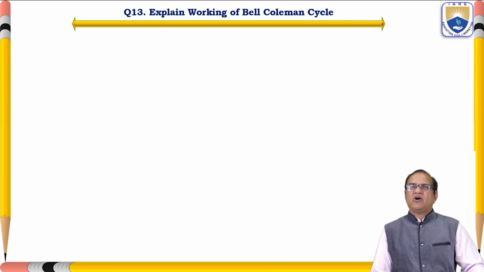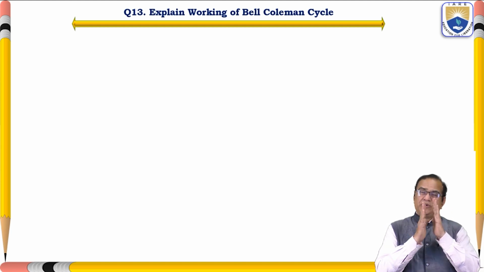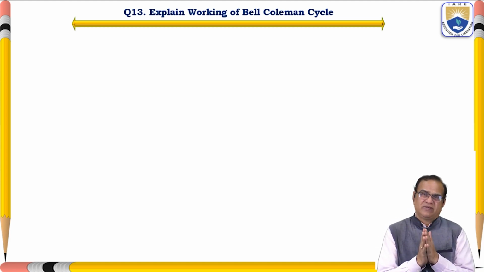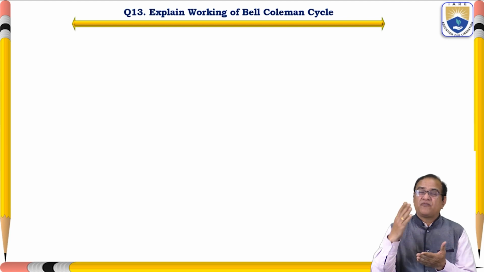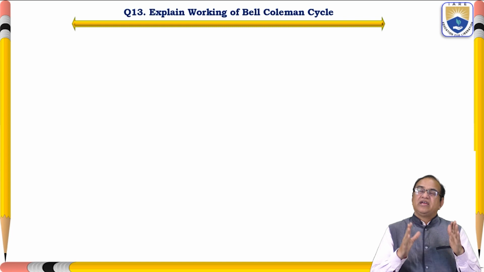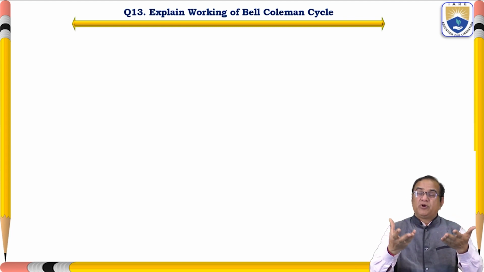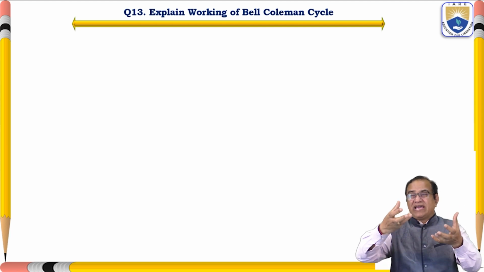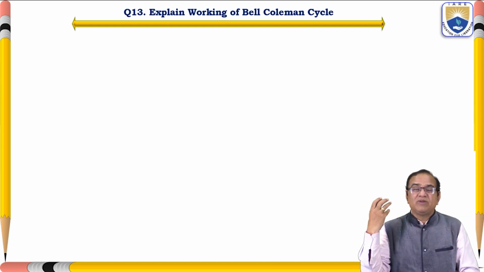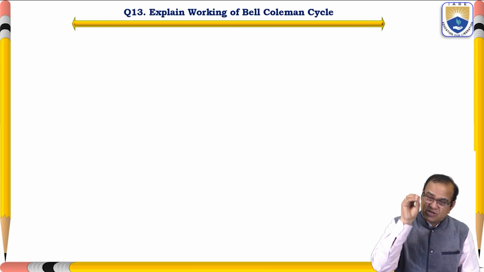Next we will be discussing how to explain the working of a Bell-Coleman cycle. So till now we have seen the Otto cycle, diesel cycle, dual cycle, Brayton cycle, and this is the fifth cycle. This is the Bell-Coleman cycle. Before this, all the four cycles were power producing cycles, meaning you will get some extra work. But this cycle is the reverse of that, and here we have to give some work.